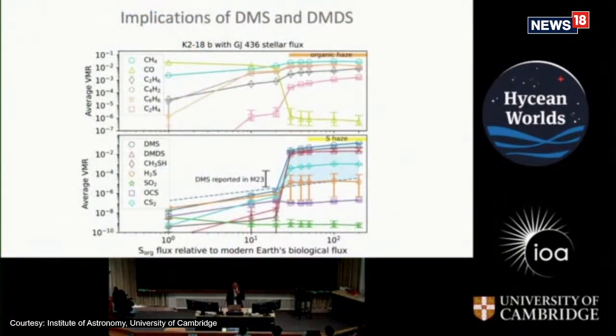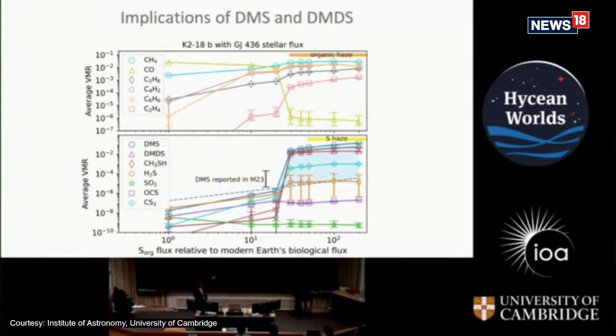Only last year, another group had studied, even before we published, even before we got our results on DMS and DMDS, that people have done photochemical models and suggested that if you actually have biological fluxes on this planet, you only need a factor of about 20 times the Earth biological flux to get your DMS and DMDS abundances higher than a part per million.